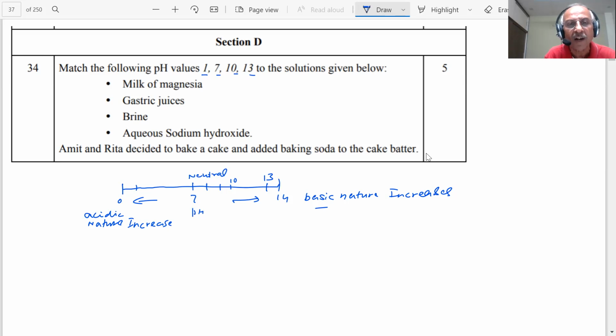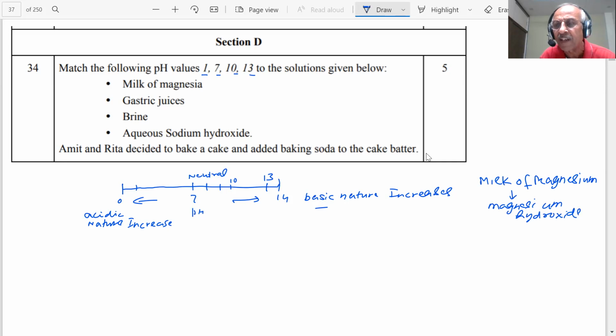Milk of magnesia. You know, student, milk of magnesia is nothing but magnesium hydroxide. Students, you have seen the bottles of milk of magnesia. It is used as an antacid. It is alkaline in nature. You can see OH ions, and therefore, student, milk of magnesia is a weak base, and this has a pH of 10.